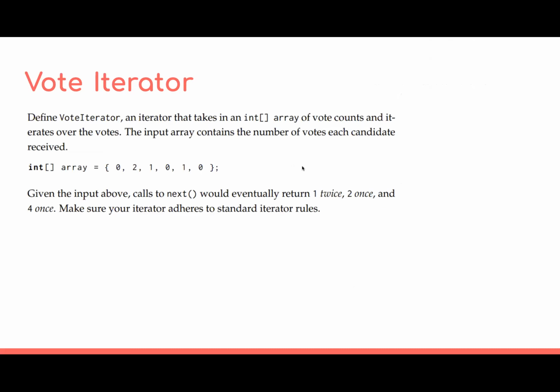So let's look at this problem, VoteIterator. Basically, the setup is as such: given an input int array, the indices of this array correspond to a candidate, and the value at each index corresponds to the number of votes that this candidate received. You want to implement an iterator that would be able to count the votes, right? So given this input, you would expect 1 to be outputted twice, 2 to be outputted once, and 4 to be outputted once.